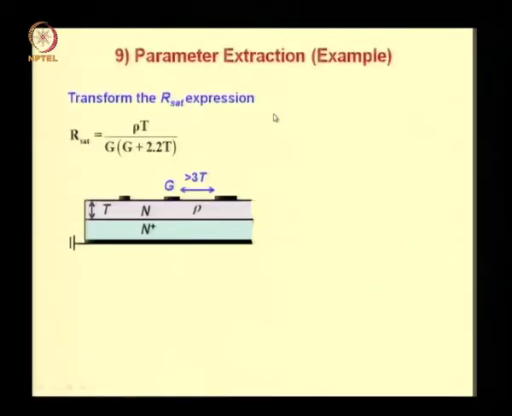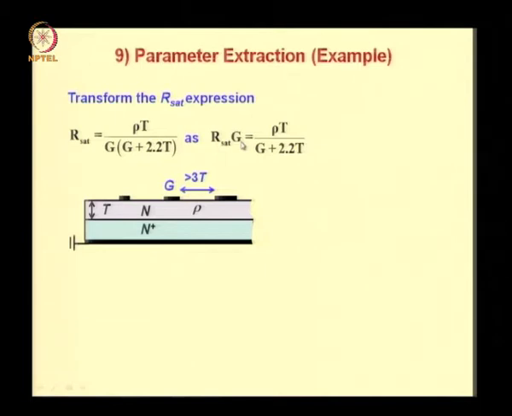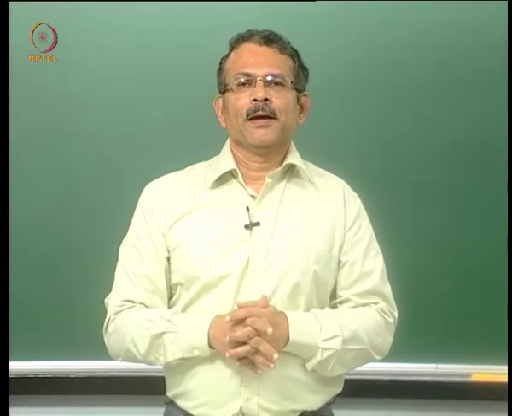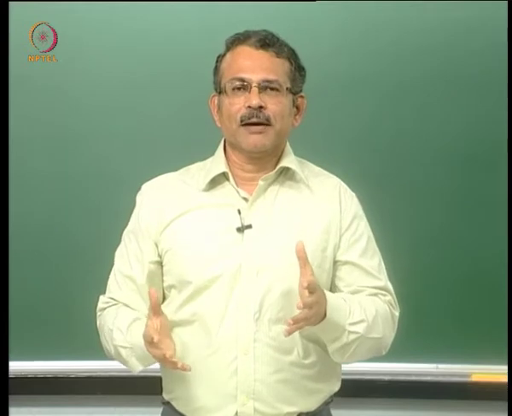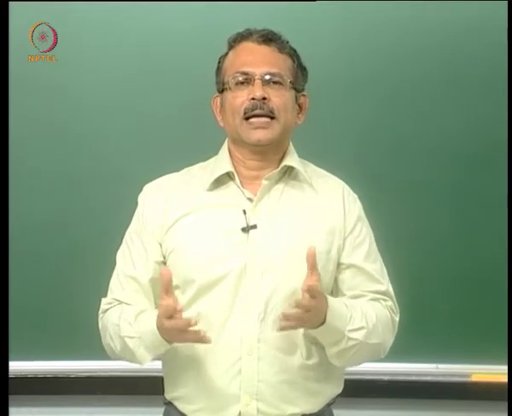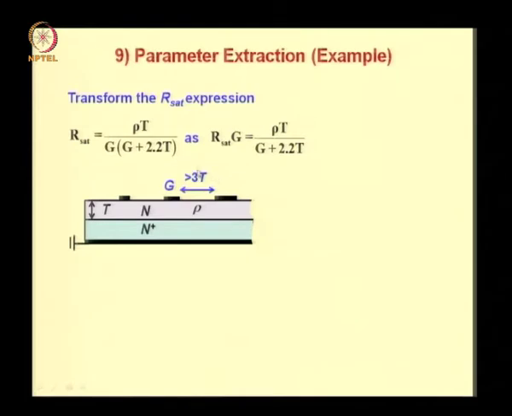So, transform the RSAT expression given here as RSAT into G equal to rho T by G plus 2.2 T. Now, this is an important aspect in parameter extraction. The model expression will have to be transformed so that you can plot the data in a simple graph, preferably as a straight line. So, that is the intention of transformation. So, we have moved G to the left hand side and taken the product RSAT into G. It turns out to be of this form.